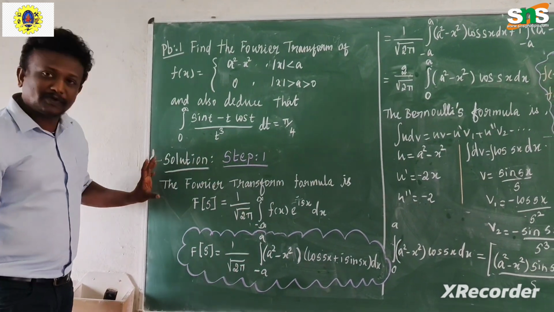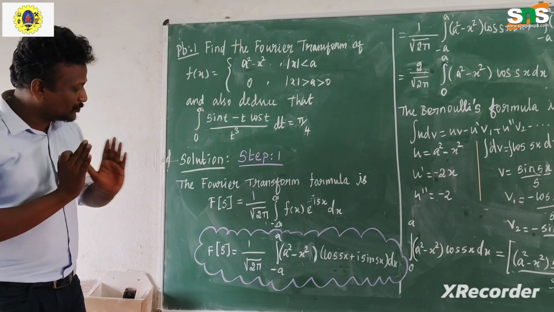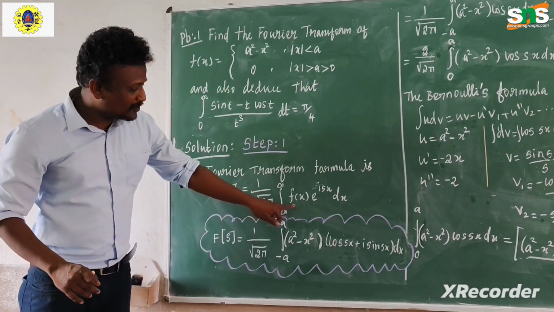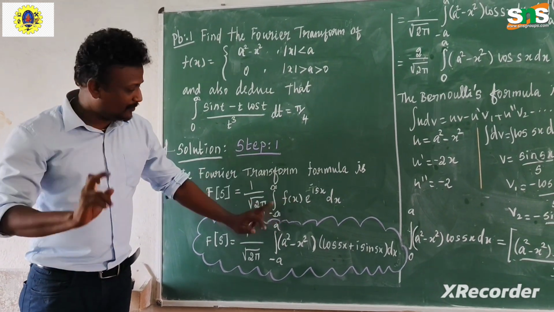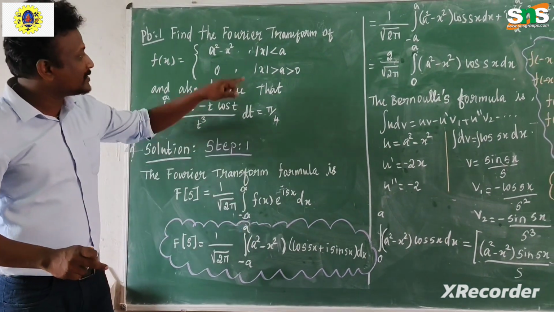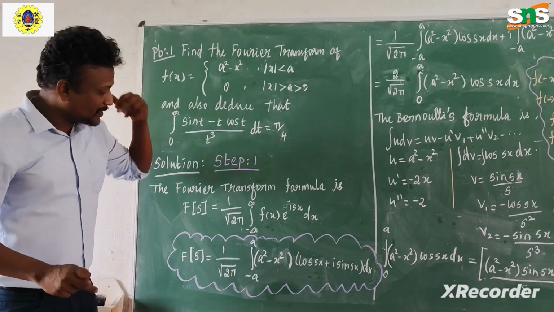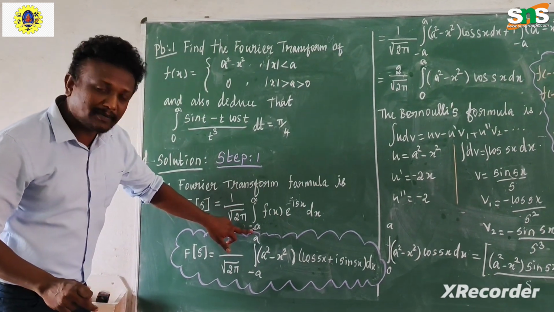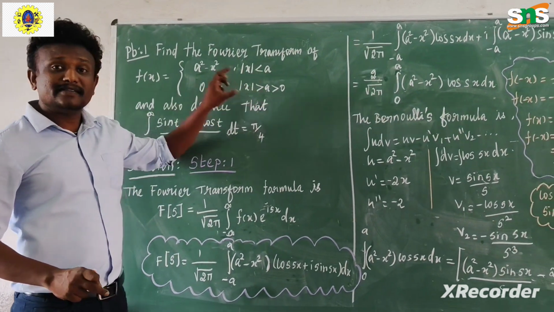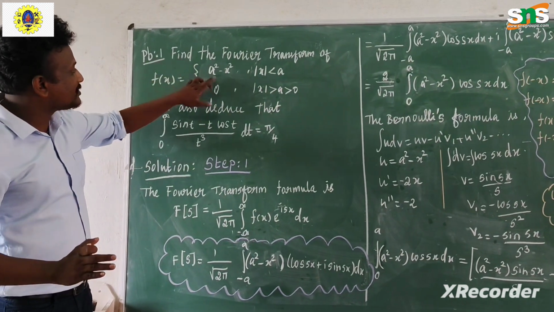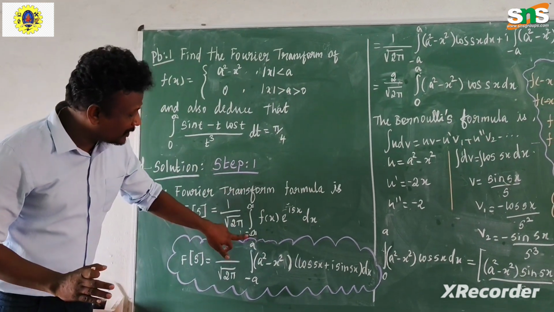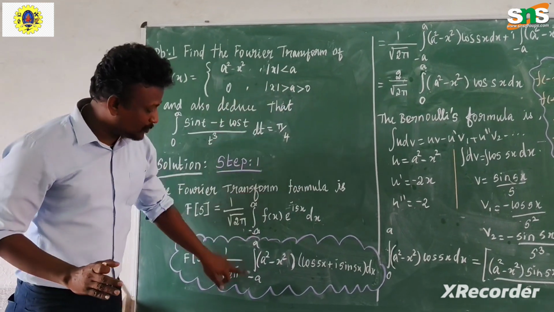As usual, the first step is always to write the general Fourier transform formula. So I have written the general Fourier transform formula. Once you write the formula, your next step is to adjust it depending on this information. So here I'm going to adjust my limit from minus infinity to plus infinity to this limit, because here our function f of x is defined only from minus a to a. That is why I just adjusted it to minus a to a.